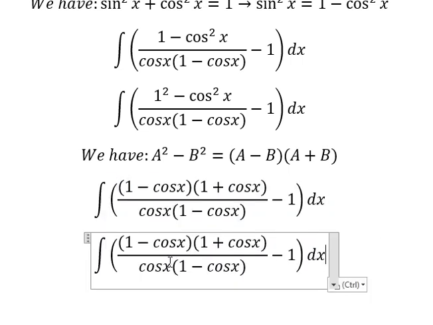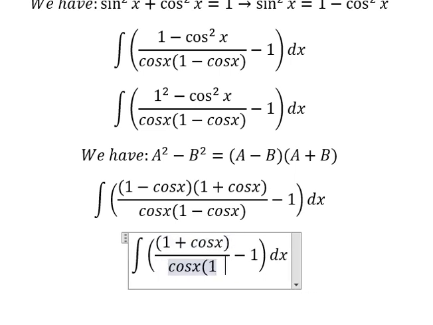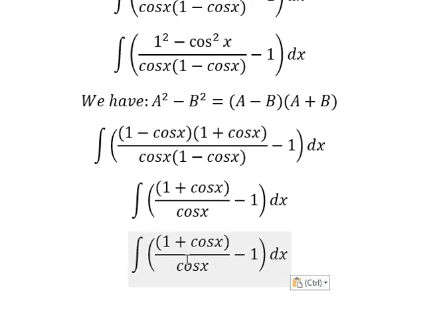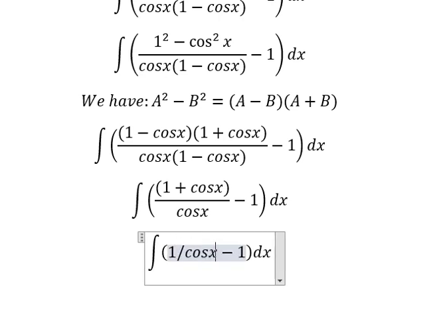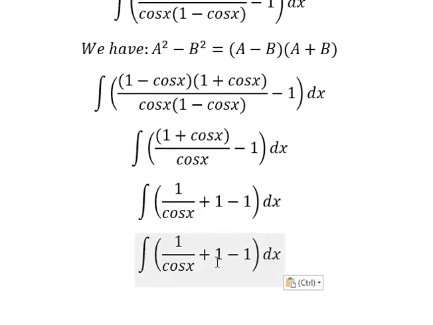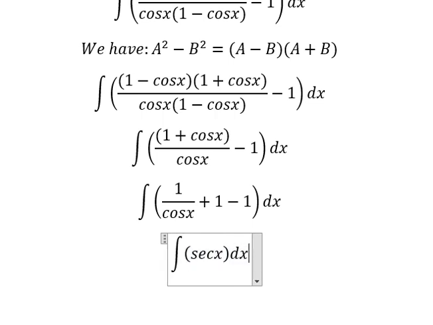Now we simplify 1 minus cosine x on the numerator and denominator. So this one we have 1 divided by cosine x. Now we simplify this one, and we have secant of x.